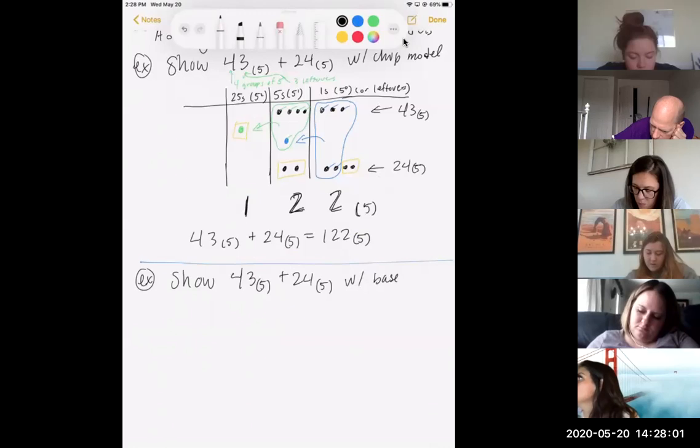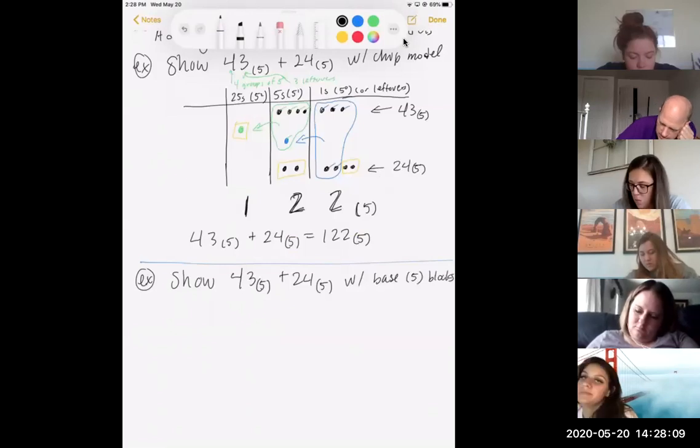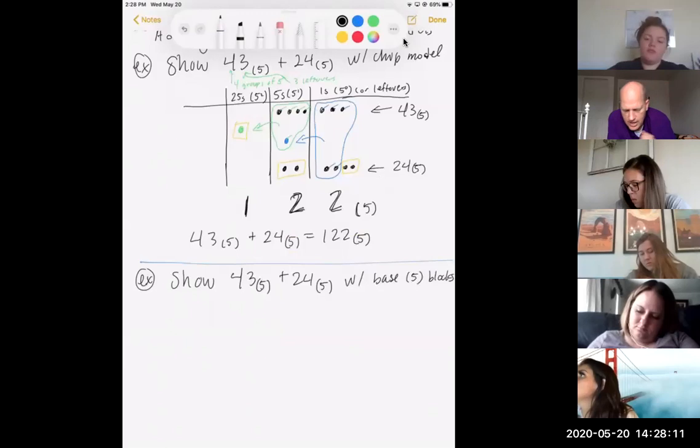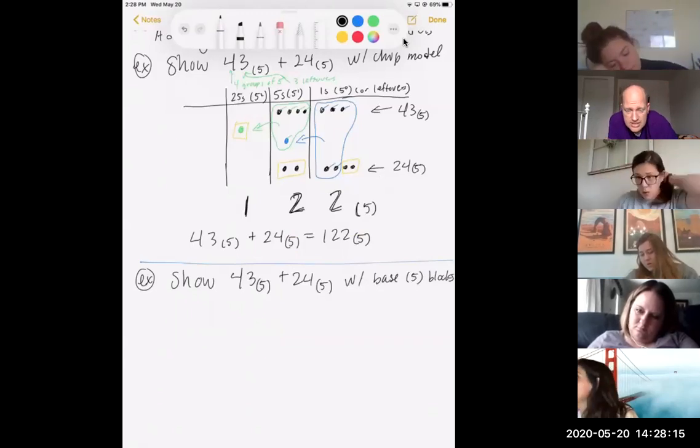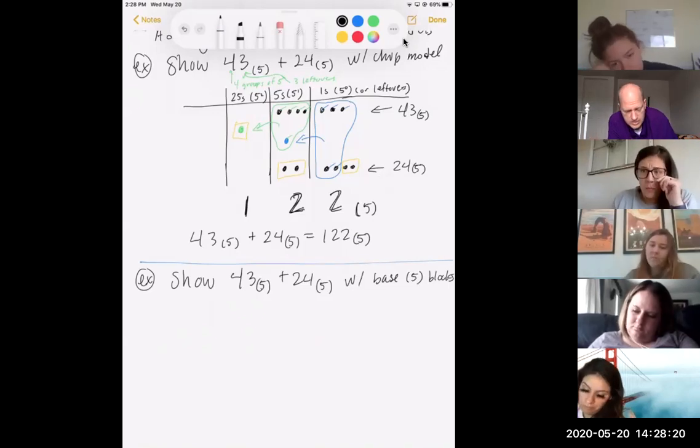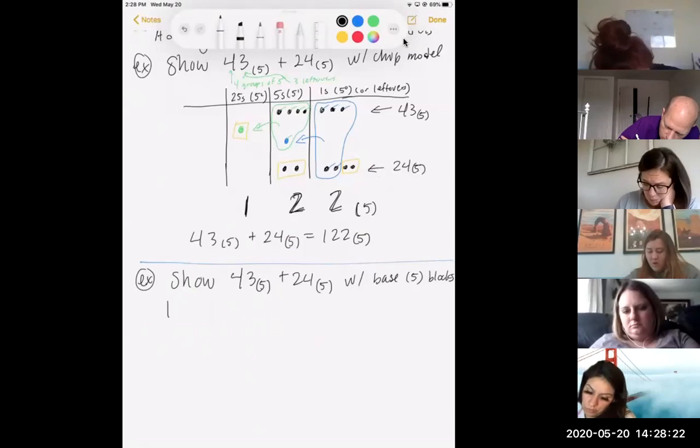So they're not base 10 blocks. We're going to call them base 5 blocks. So put 5 in parentheses, but they're called base blocks. Now when you're doing base 10 blocks or whatever base you're working in, whenever you're using base blocks, you've got to tell the key. What block refers to which number, what place value? Okay. So in your homework, tell your key here.